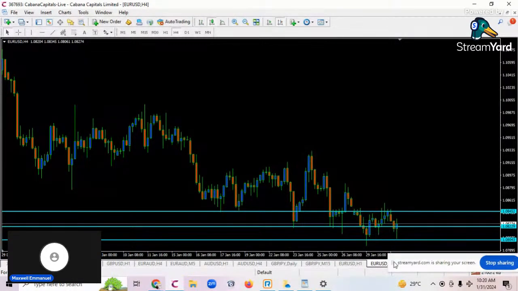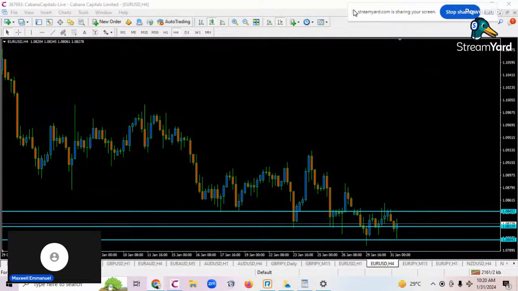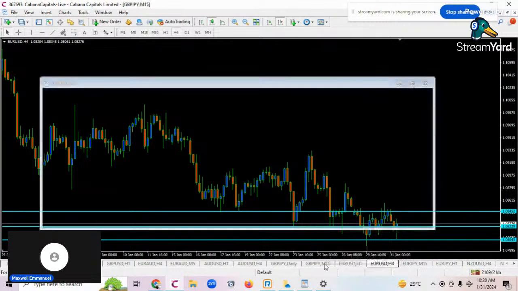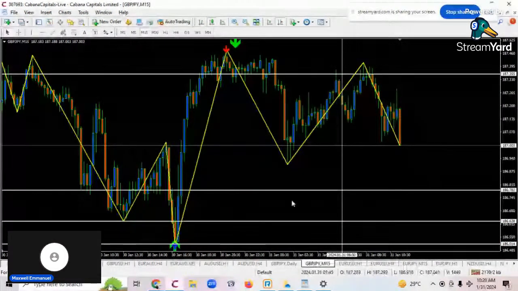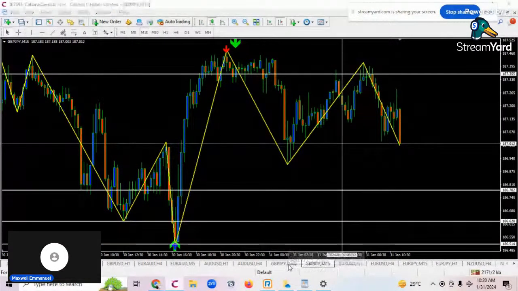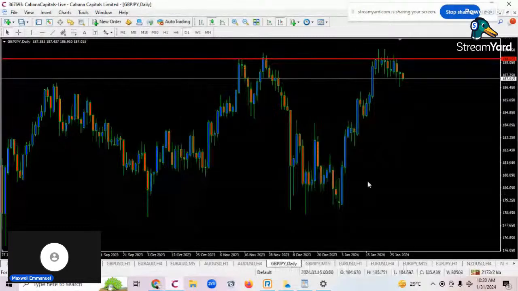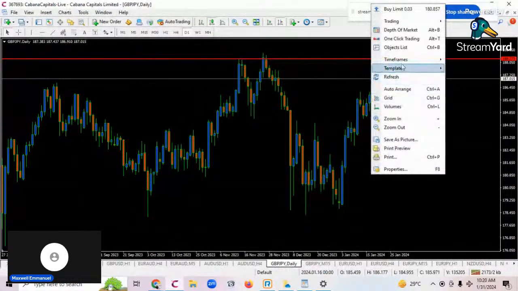Okay, which other pair do you want us to look at? Let's look at GBP JPY. On GBP JPY, I am bearish.